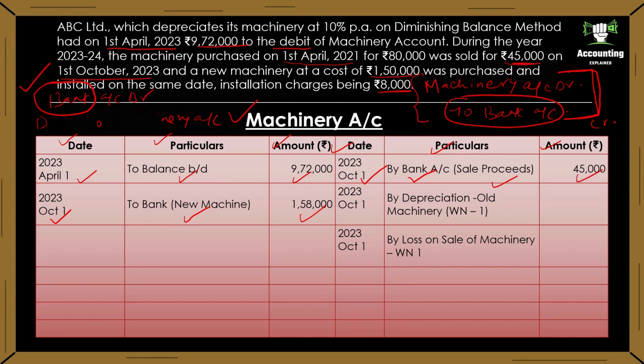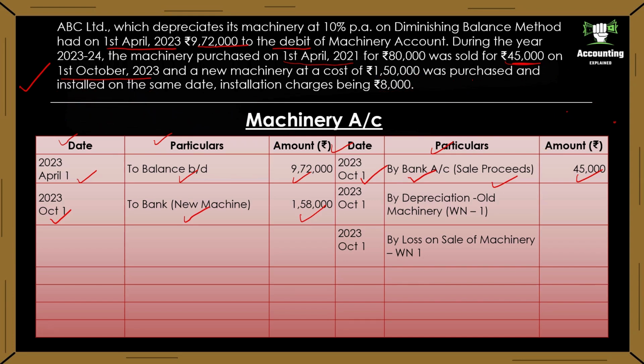Next, let us see the journal entry for depreciation for the old machinery and loss on sale of machinery. Okay, depreciation is an expense, we all know. So, depreciation has to be debited. Depreciation account debit to, it will be taken from machinery account. That is, the machinery value will be reduced. Asset value will be reduced. So, credit machinery. Here, depreciation is debited in the journal. So, in the ledger on 1st October 2023, by depreciation of old machinery, we will refer to the working note 1 and fill the amount later.